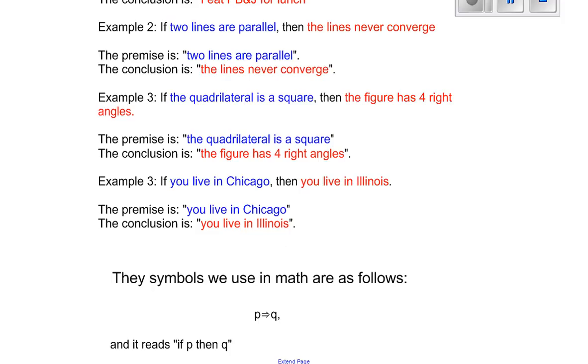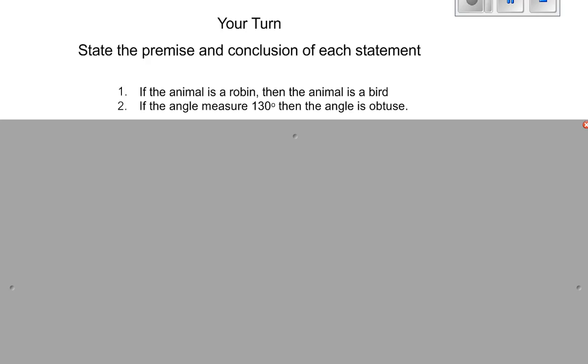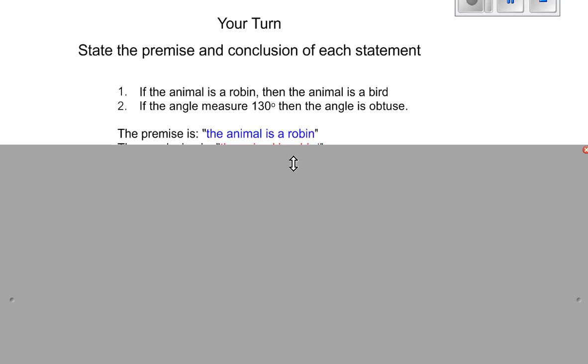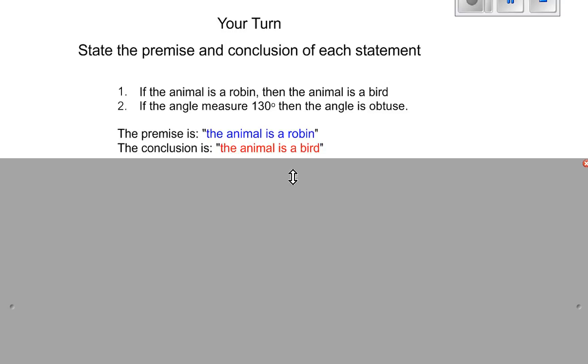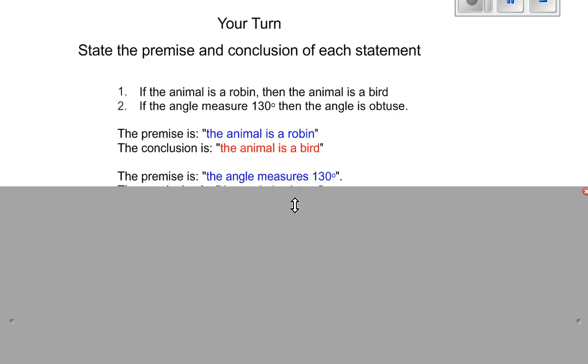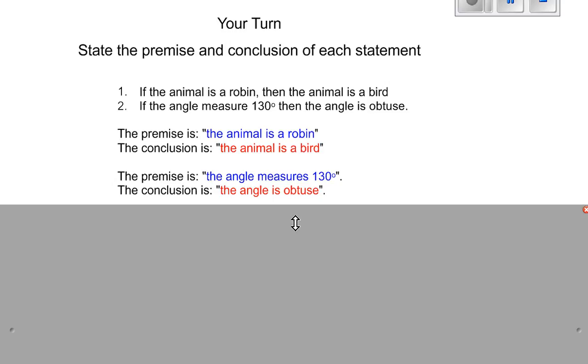Okay, let's continue. So what we want you to do is state the premise and conclusion of each statement. We're giving you an if-then statement. We're giving you two of them. We want you to identify the premise and conclusion in each of them. Put your player on pause, write them down, and then when you're ready to check your answer, hit play. Okay, if the animal is a robin, then the animal is a bird. So first off, the premise is the animal is a robin. The conclusion is going to be the animal is a bird. The second one, the premise is the angle measures 130 degrees. The conclusion is the angle is obtuse. So if premise, then conclusion.